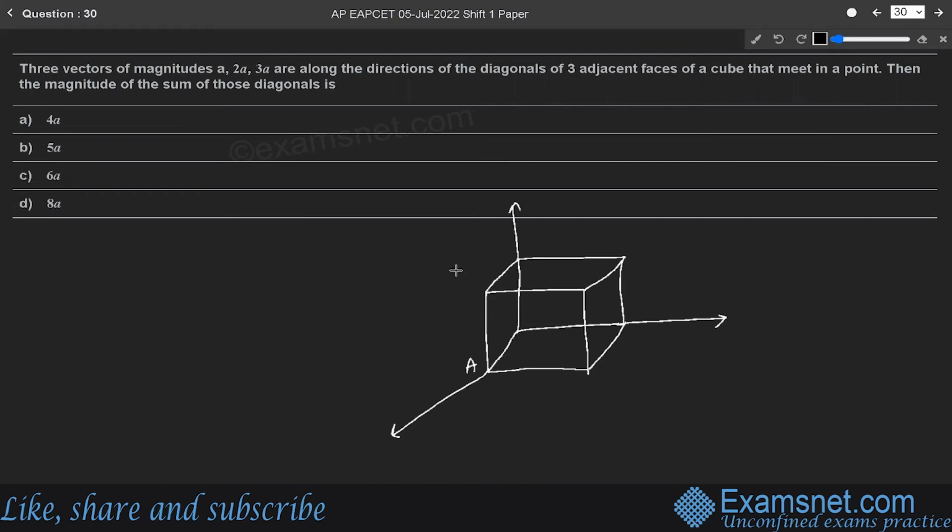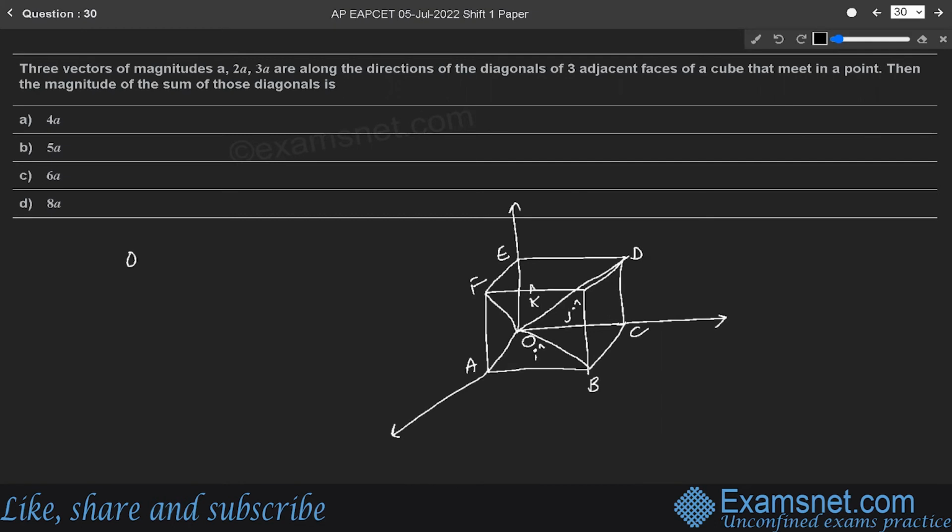Let us name it A, B, C, D, E and F, and let the center be O. Now we have to connect O to F, similarly O to D and O to B. Now this is I cap, this is J cap, and this is K cap. I hope the diagram is clear to you.